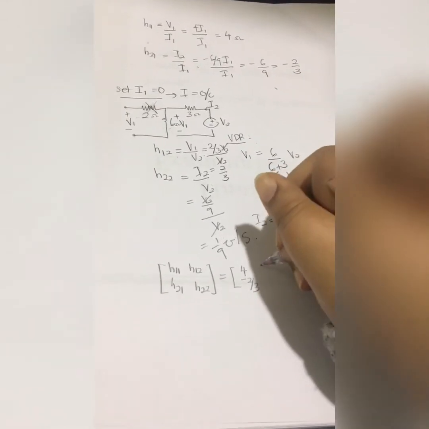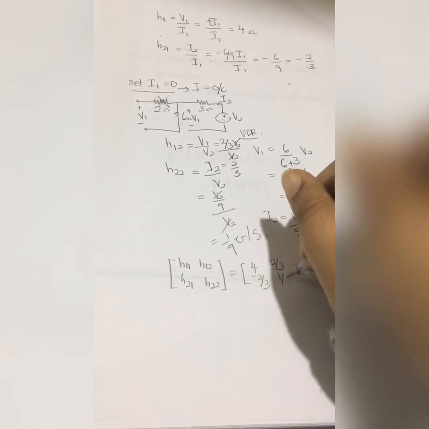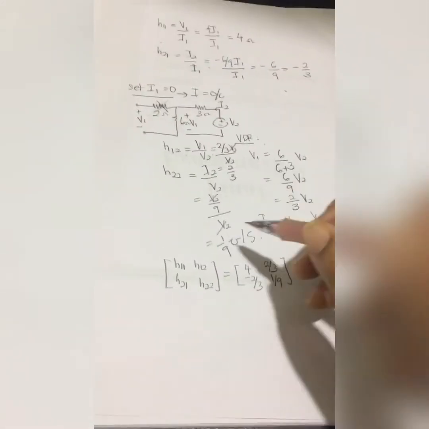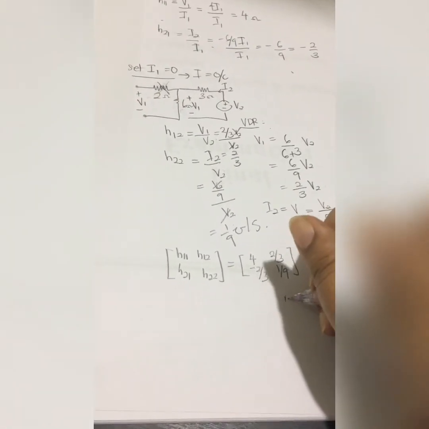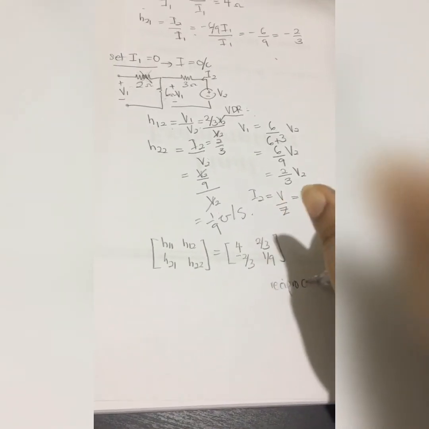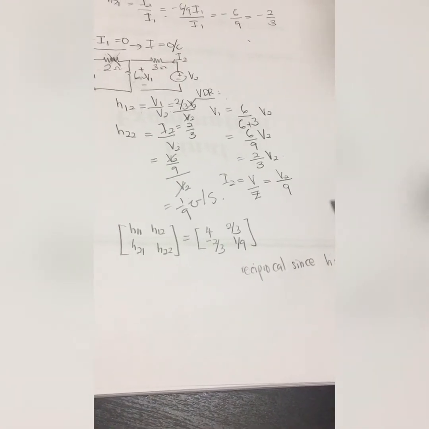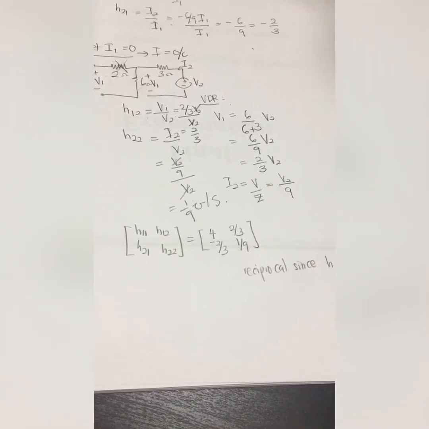H12 is 2 over 3. And next, H22 is 1 over 9. So we can conclude that this network is reciprocal, since H12 is a negative H21.